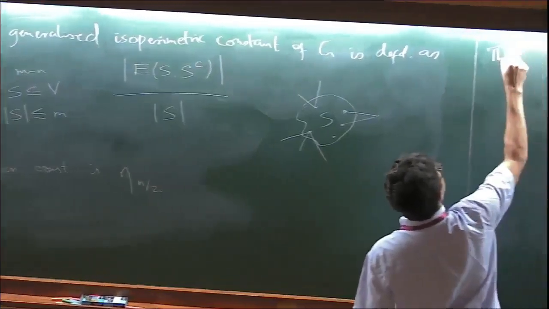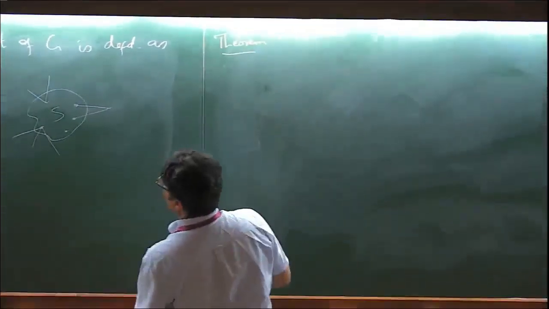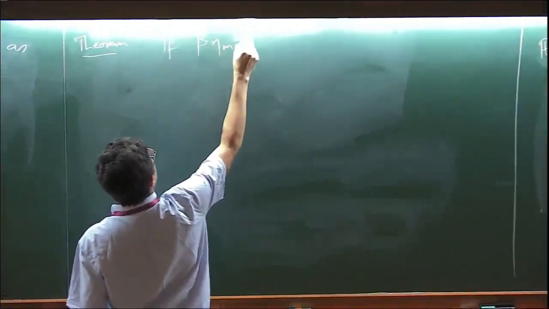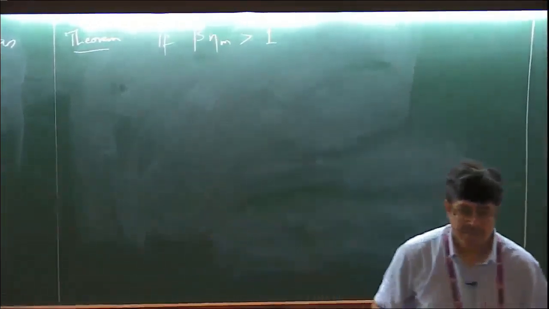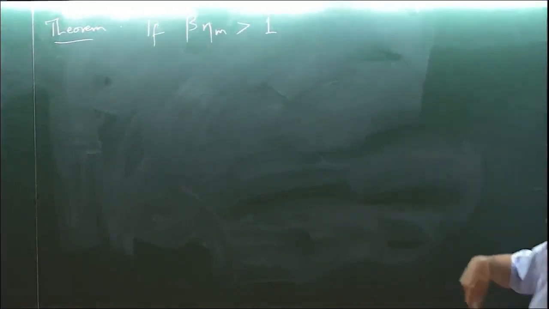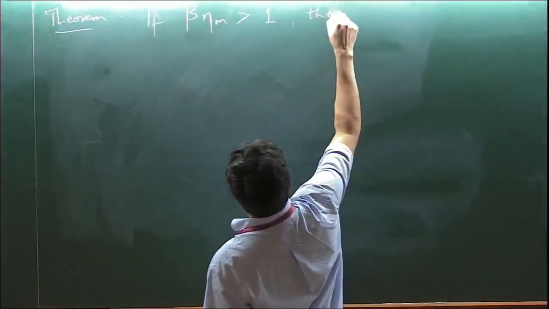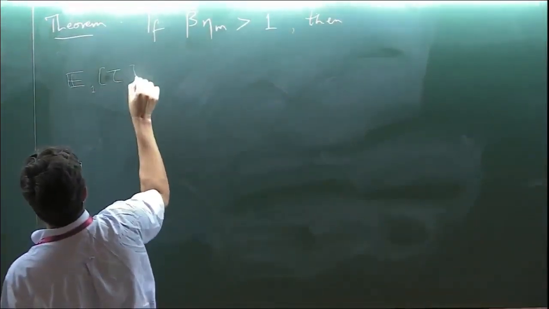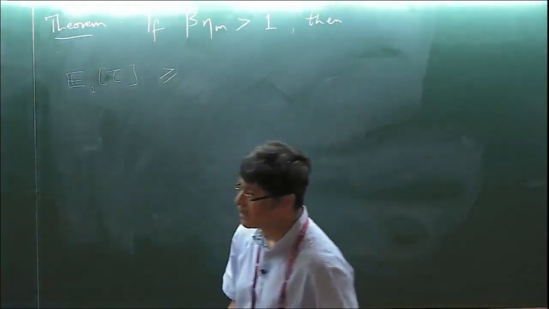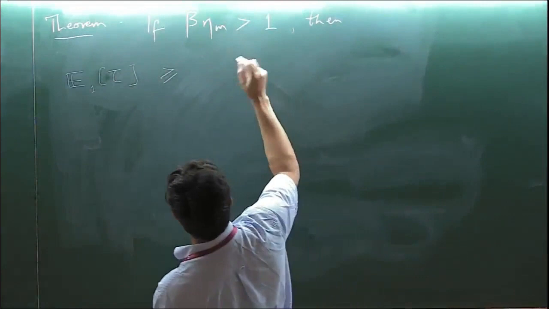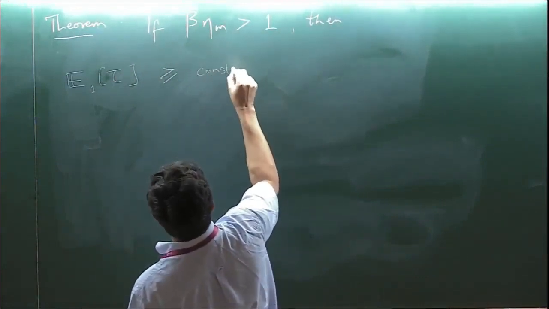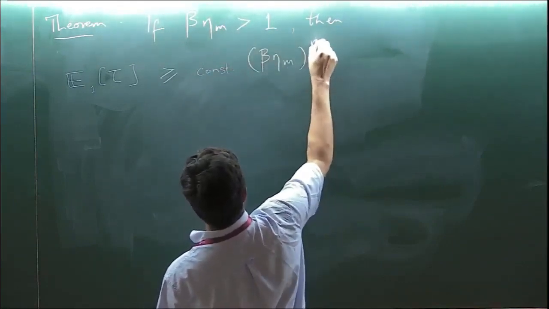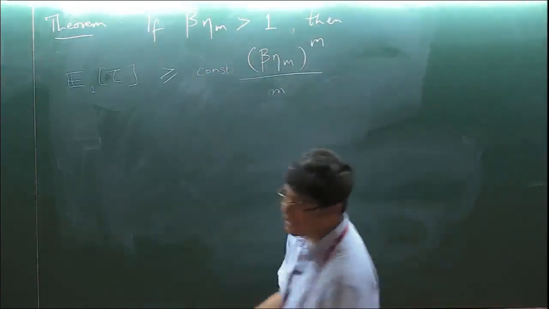Okay, and a second theorem says that if beta times this isoperimetric constant is bigger than 1, then the expected epidemic lifetime is bigger or equal to something exponential. There's some constant here. There's this quantity bigger than 1 raised to the power m divided by m.